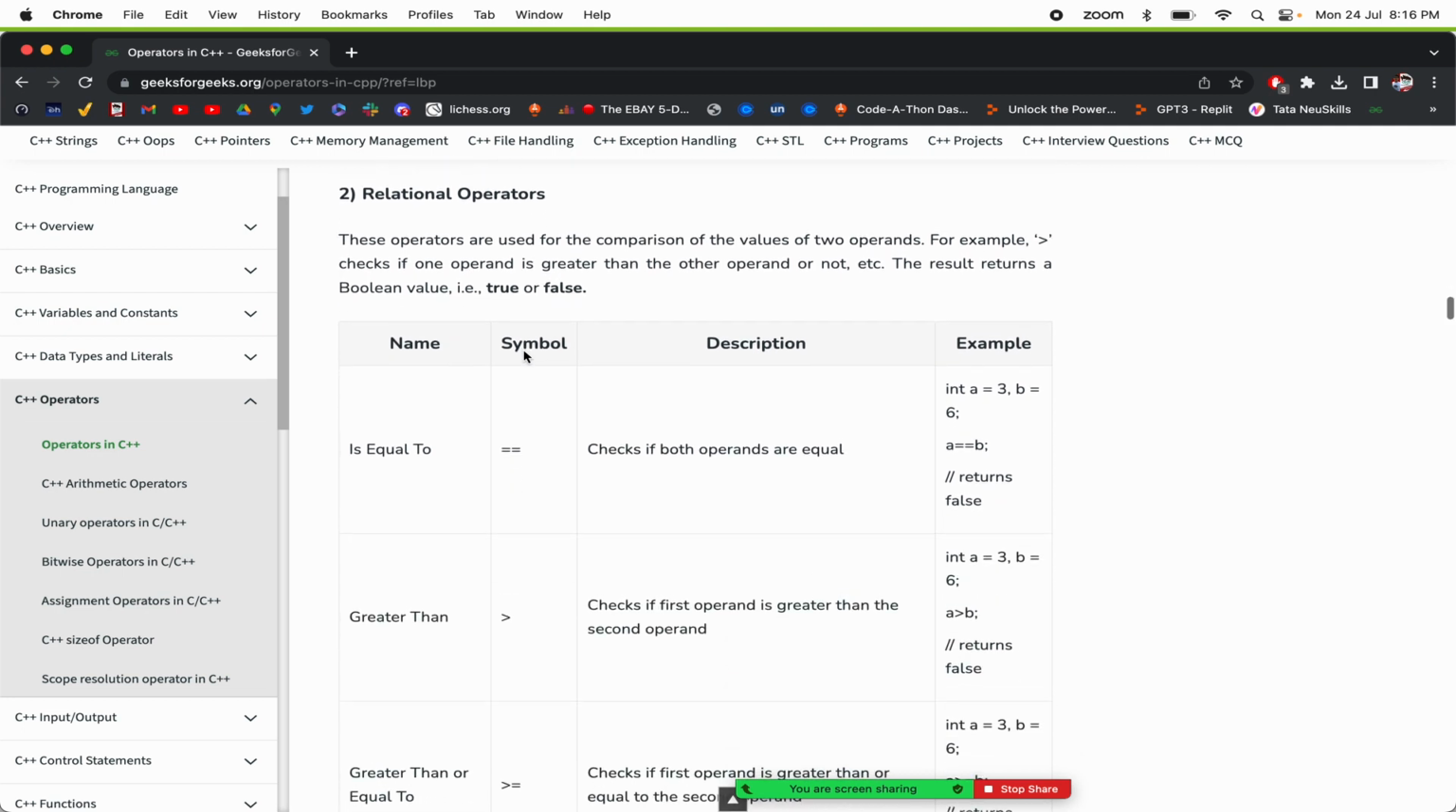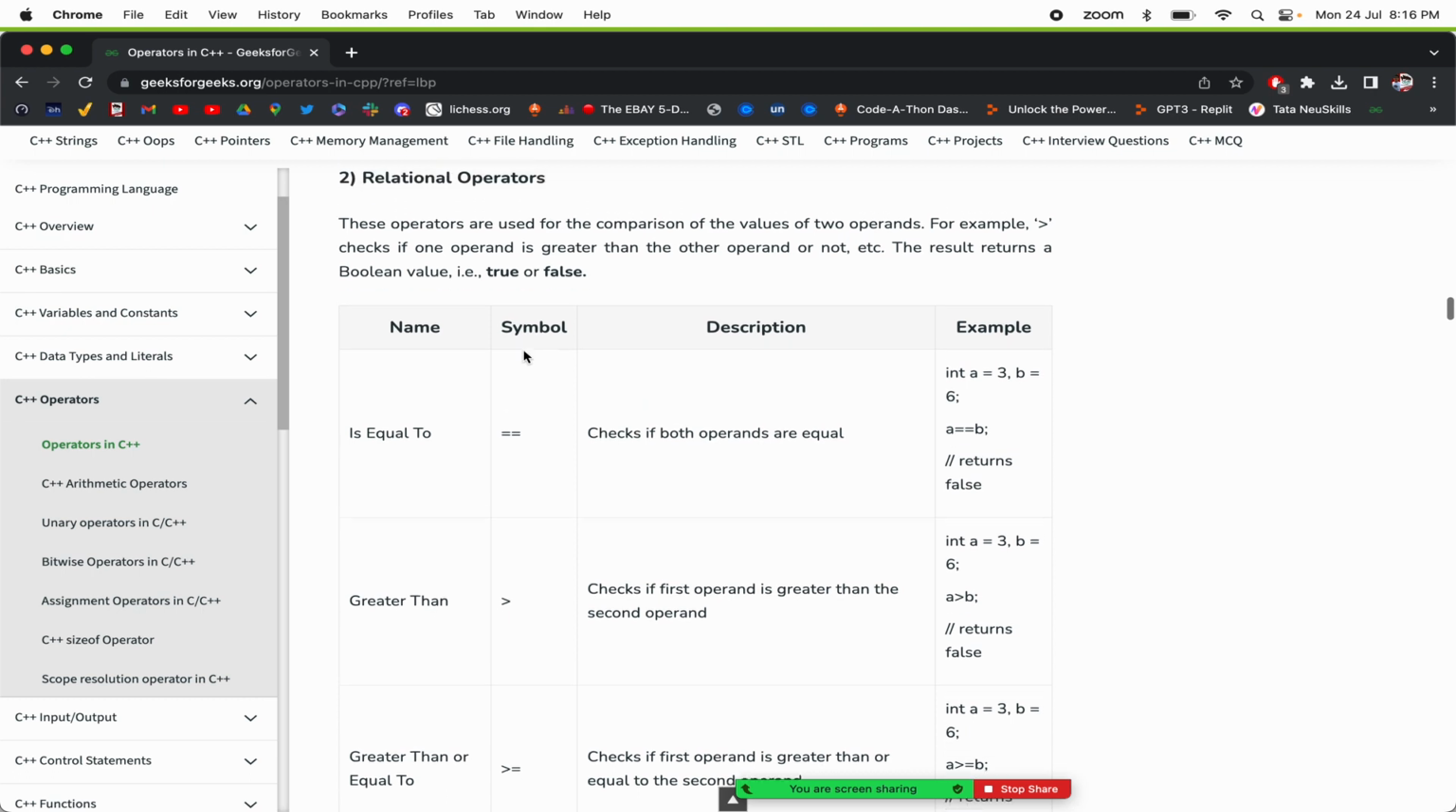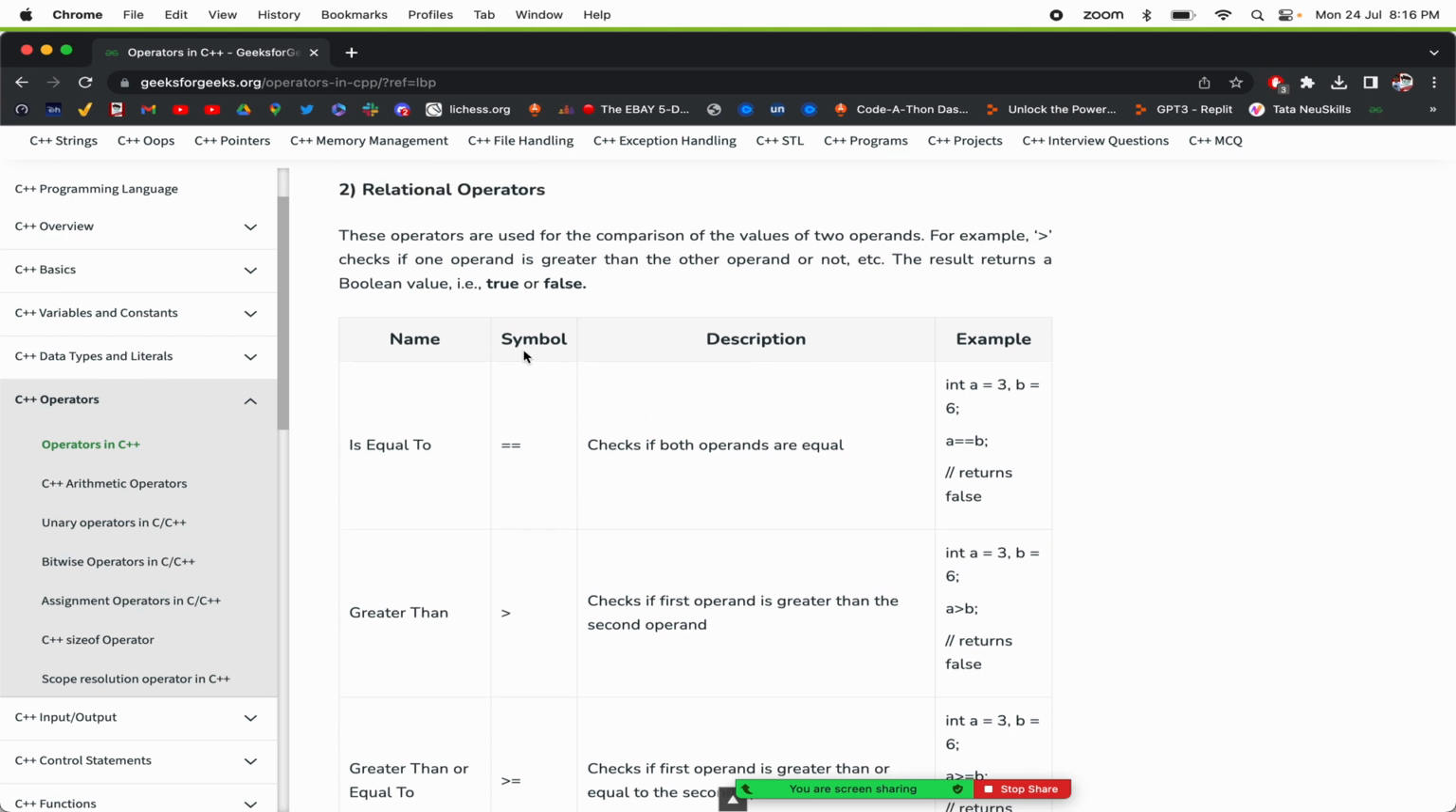Next we have relational operators. These operators are used for the comparison of the values of two operands. So these are basically used to compare two values.